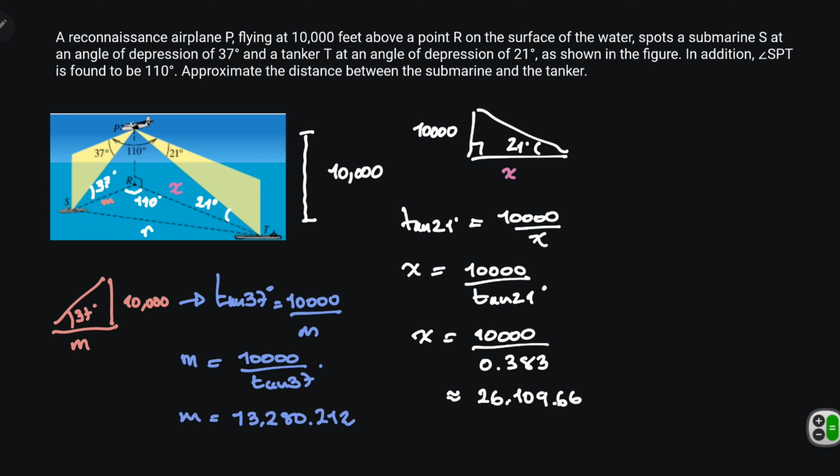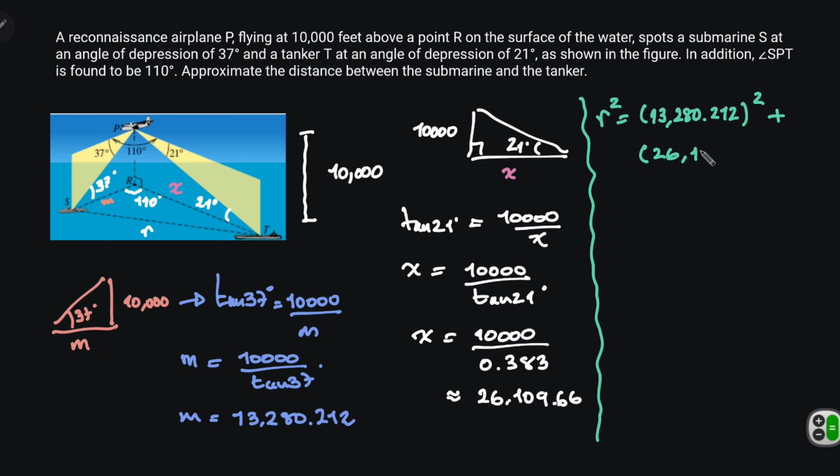Okay. Now that we have this piece of information, we can use the law of cosines, right? The law of cosines tells me that this side r squared is going to be equal to the addition of the other two squared. So 13,280.212 squared plus the other side squared, 26,109.66 squared, minus 2 times these two numbers. It's a little bit cramped up, but you get the idea. 2 times 13,280.212 times 26,109.66 times the cosine of the opposite angle. So cosine of 110 degrees.